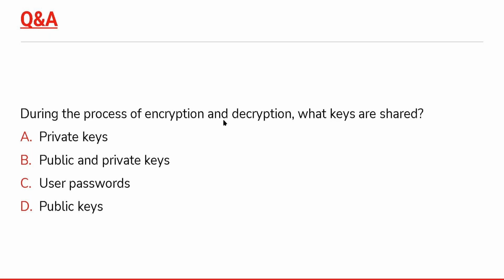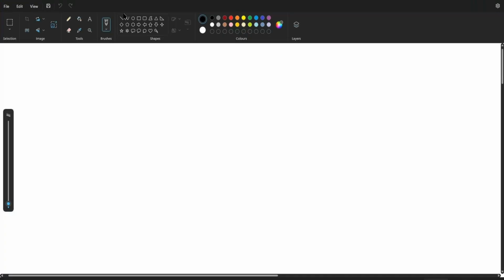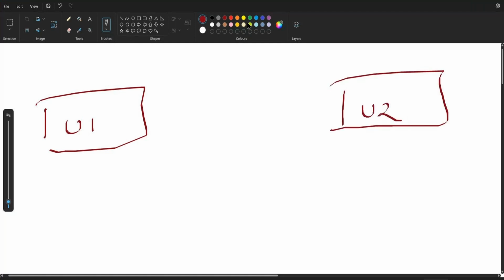So over here, if we want to build communication and exchange some data with each other, we will be using our public keys. Let me give you a scenario. We have user one and user two, right? Both parties will have a private key and a public key. Let me write it as the private key of user one and the public key of user one. Same, I will also write for the private key of user two and the public key of user two.